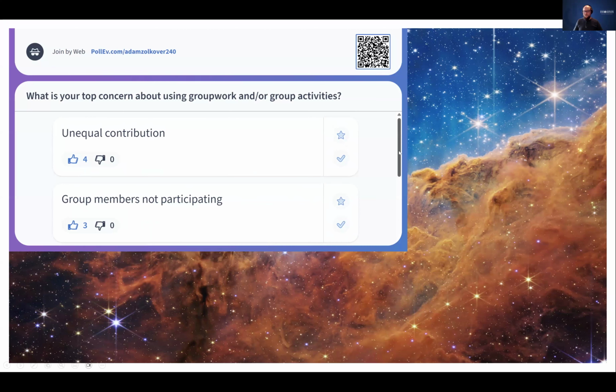I just wanted to go through very briefly a couple of the answers that you had given on what you see as top concerns with group work. So this includes unequal contributions, group members not participating. I think that those are certainly related and certainly relatable.